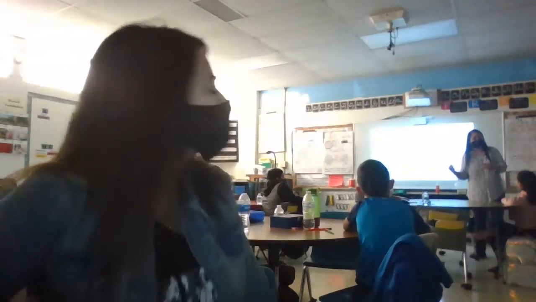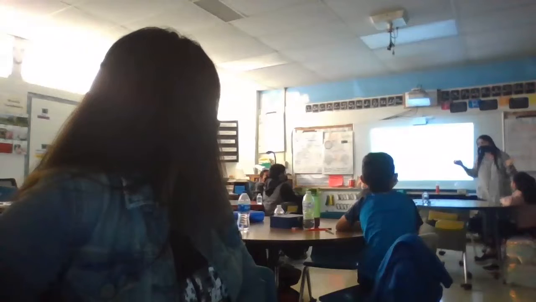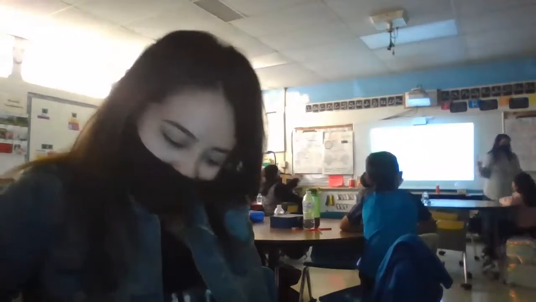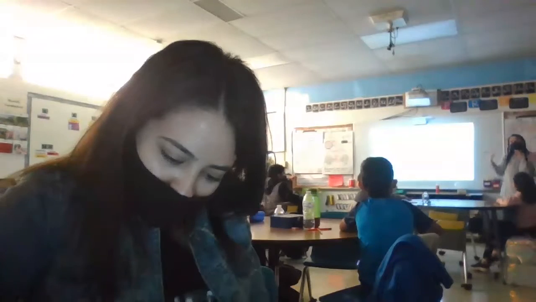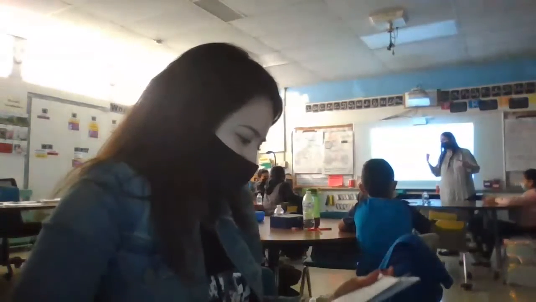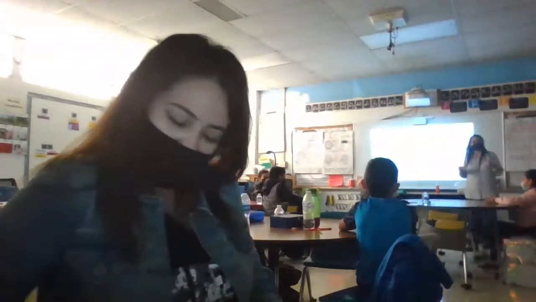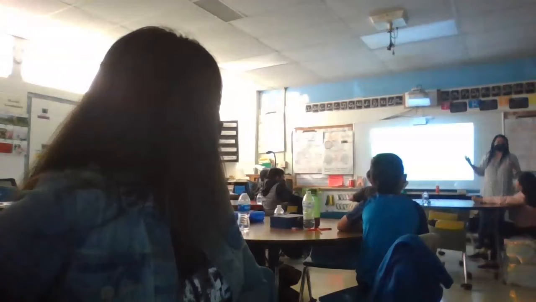How long does the Earth take to rotate around the sun? 1 year. That's right. And how many days? 365. Very good. How many days does it take the moon to rotate around? 28. Which is a month. Okay, a month. Very good. So it takes about a month to rotate around. Very good. Now, how many seasons do we have on Earth?